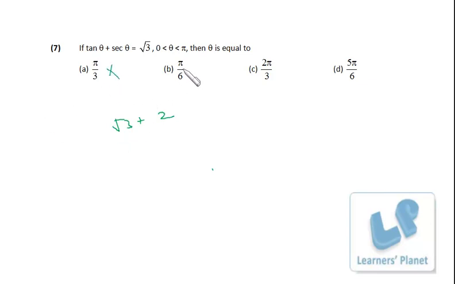Then tan pi by 6 is 1 upon root 3, and sec pi by 6 is 1 upon cos pi by 6. Cos 30 degrees is root 3 by 2, so sec will be 2 by root 3. So it is 2 plus 1, 3 upon root 3, which is actually root 3. So this is the correct answer. We want root 3 and we are getting root 3 by putting theta as pi by 6. So the value of theta is pi by 6. So simply you can solve it.